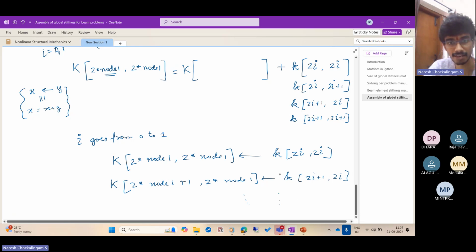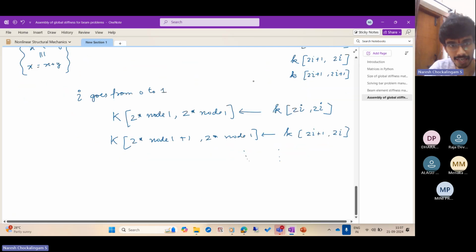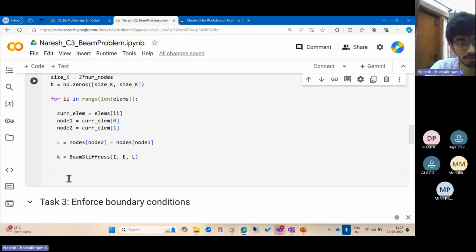Now you can tell me as I write in the code, so that I don't have to write everything here. I will write everything and share the file later on, since we don't have time. So now let us call, let me put the comment, let us call local node numbers as P and Q.